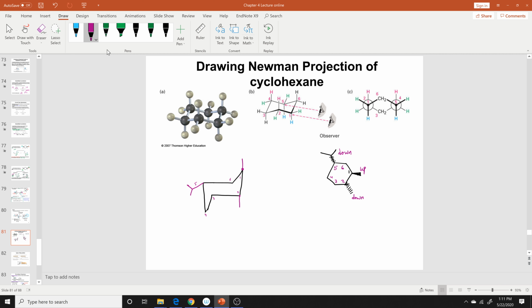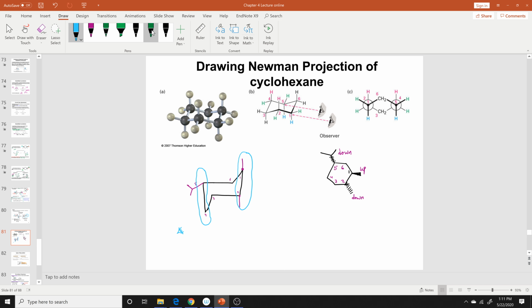Now, once I change this into a chair conformation, I can change this into a Newman projection. To change it into a Newman projection, I'm going to make this easy on you. I'm going to look from this angle here, and I'm going to consider every two carbons. Every two carbons are going to make my Newman. So my Newman is going to be between carbons 1 and 2, and between 4 and 5, and they're going to be connected to carbon 3 and carbon 6.